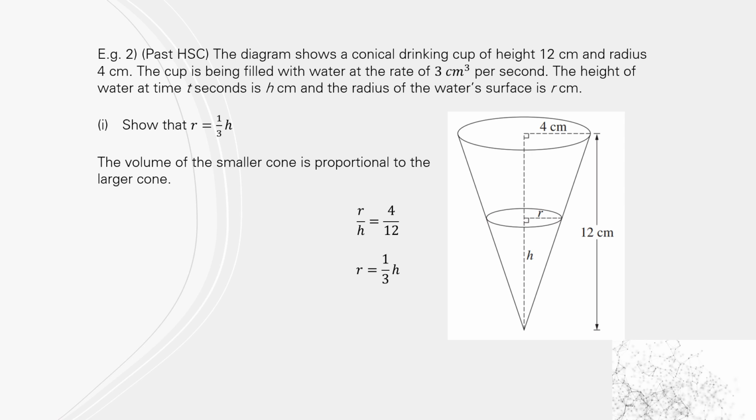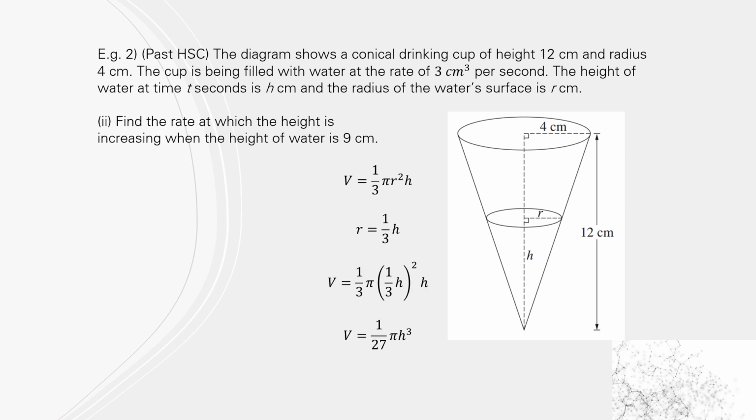So first one, similar triangles, or noticing that the two cones are in proportion. That means their sides are in ratio. So r over h, from the smaller cone, is equal to 4 over 12 from the larger cone. And that gets you r equals a third h, the first one. So that's a typical 1 mark question. Now, find the rate at which the height is increasing.